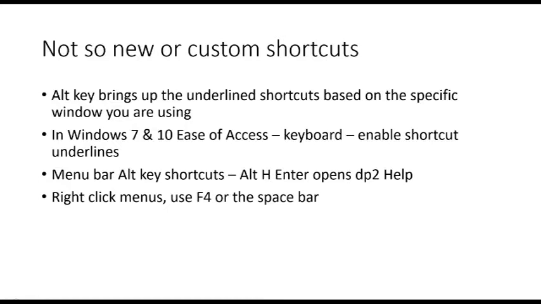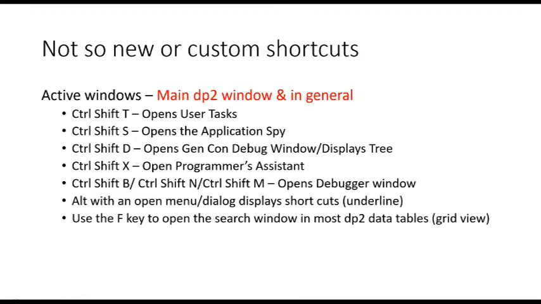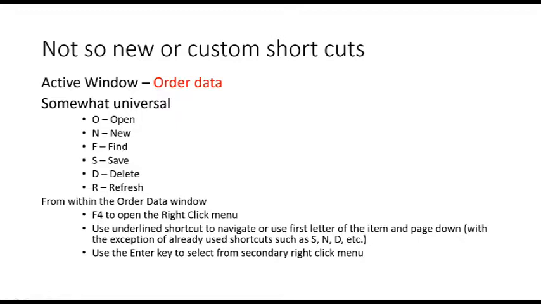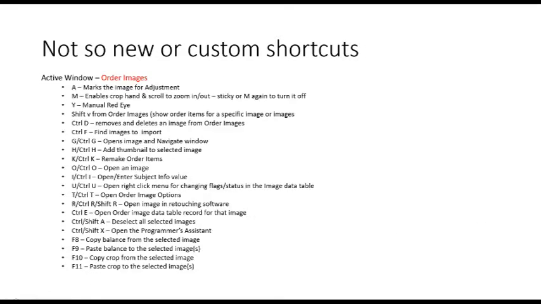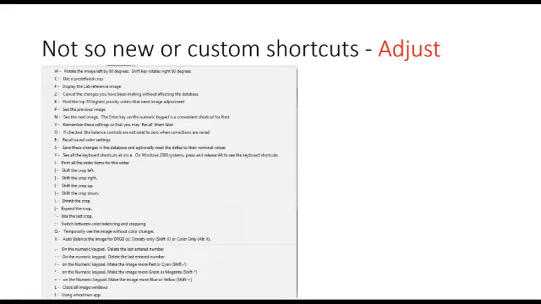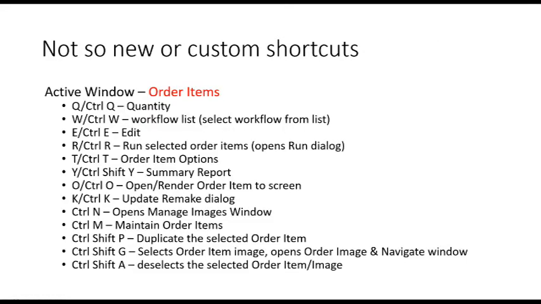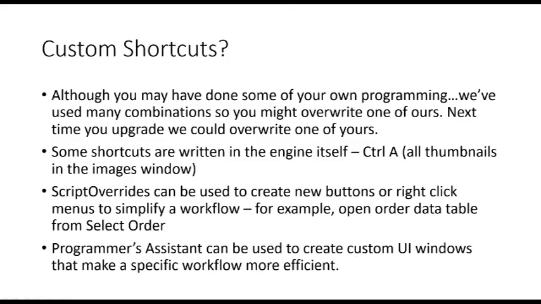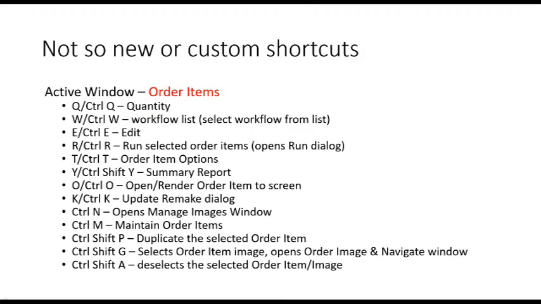As an example, we've always said the Alt key will bring up those underlines. But in Windows 7 and Windows 10, in the Ease of Access settings for keyboards, you can enable those shortcut underlines so you can always see them, which is how I'm set up. I've tried to organize them by the general categories of order data and select order. I've got the order image or adjust images one here, just so that we have begun a list. I don't know if you have done this. I know a couple of labs have gone through this same process, but I thought I would share what we were learning. I'll come back to the custom shortcuts piece at the end.